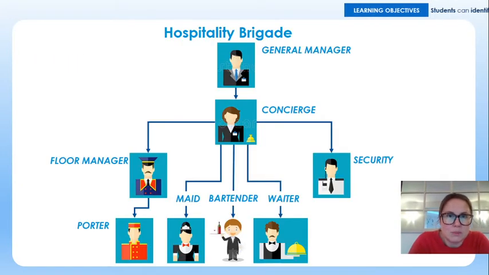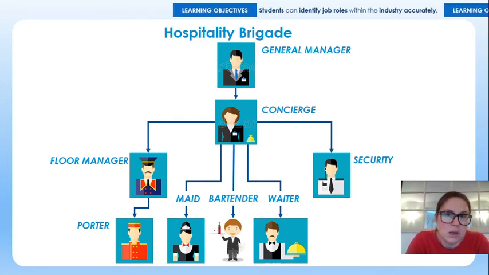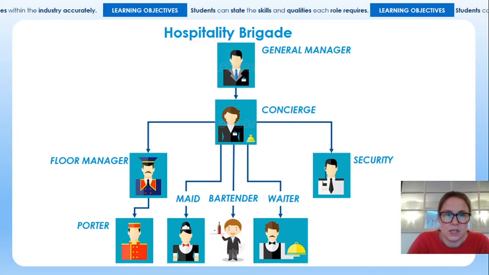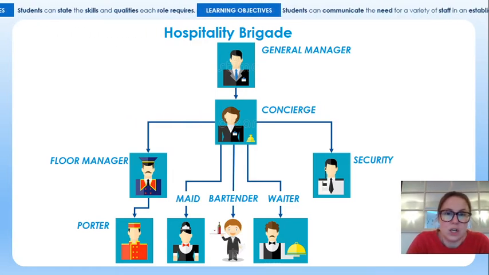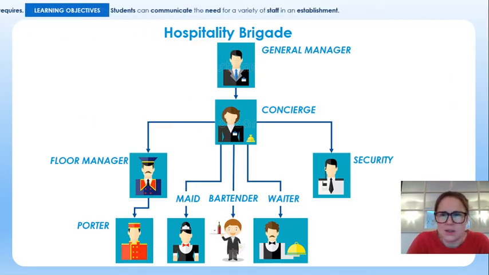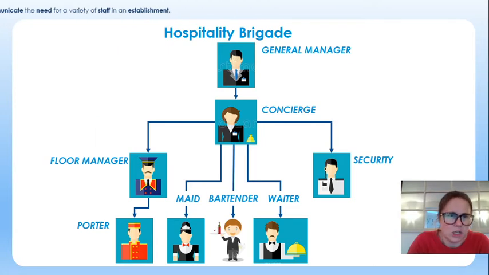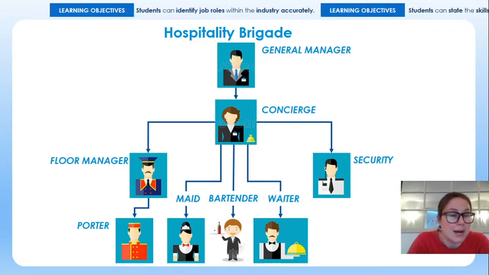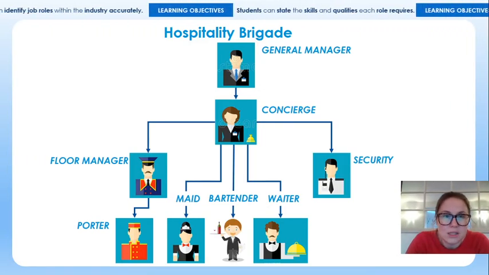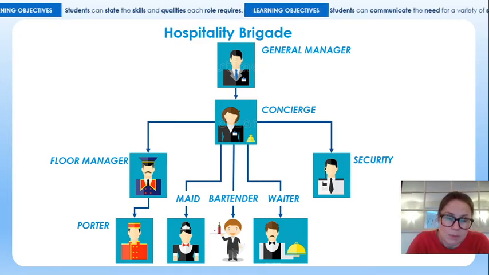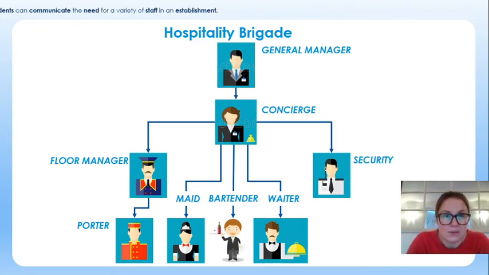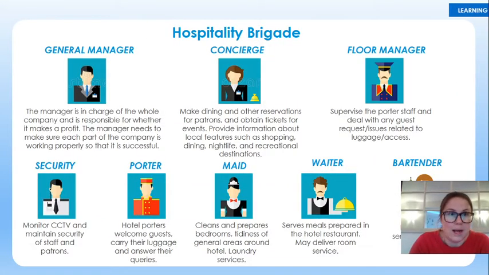So the Hospitality Brigade, or front of house, starts with the general manager. They are in charge of the concierge, and the concierge kind of reports alongside security and the floor manager. The floor manager is in charge of the porter, so that's, if you went to a hotel, the person that might help take your bags up to your room for you. The concierge is in charge of the maid or housekeepers, bartenders and waiting staff, and then you also have security running alongside that as well.